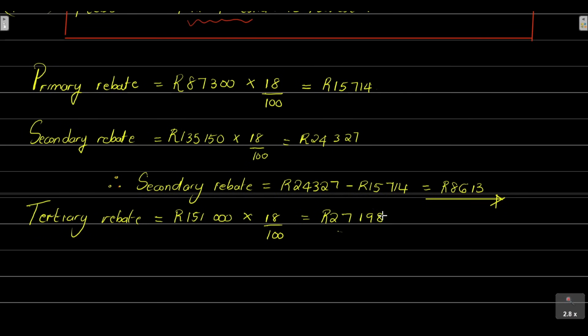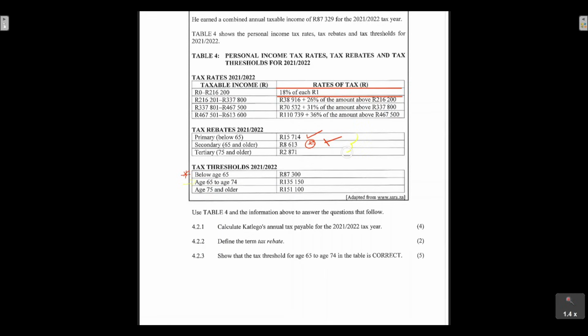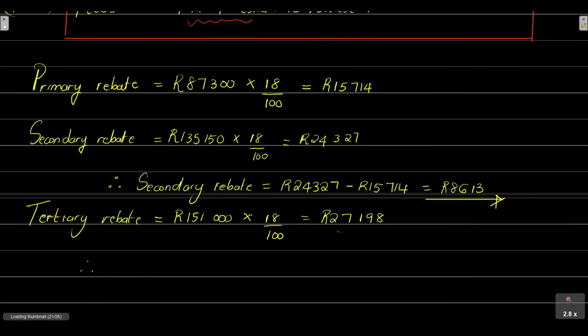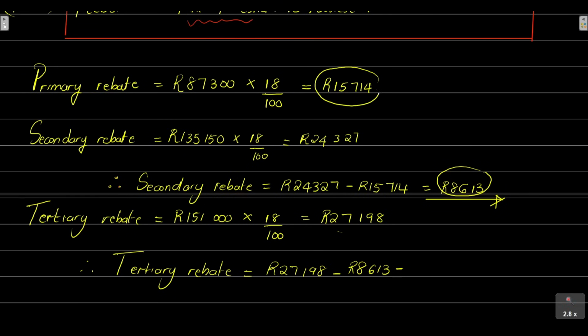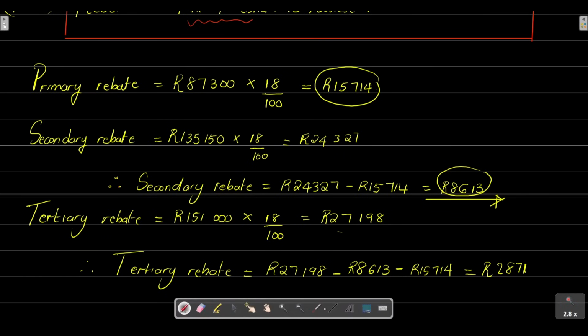If you punch that into your calculator, you'll get 27,198. However, remember, your tertiary rebate contains your secondary rebate and your primary rebate. So to get the actual amount of just the tax rebate for the tertiary, you need to subtract the 8,613 and the 15,714. So that tertiary rebate is equal to 27,198 minus 8,613 minus 15,714, to get the actual value for your tertiary rebate. If you subtract those values, you will get 2,871 rand. Isn't this amazing, guys?